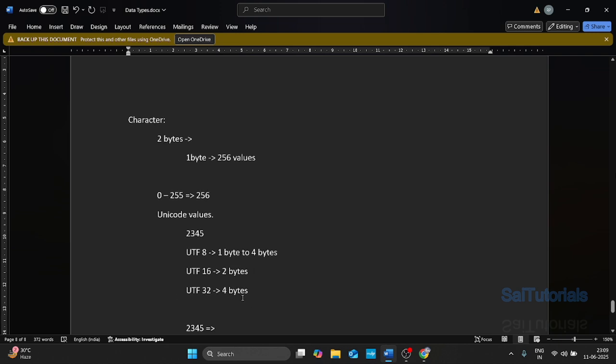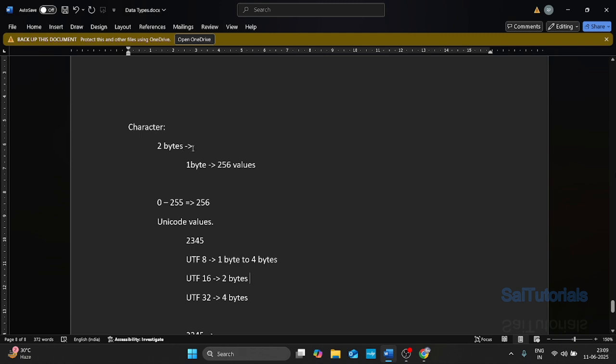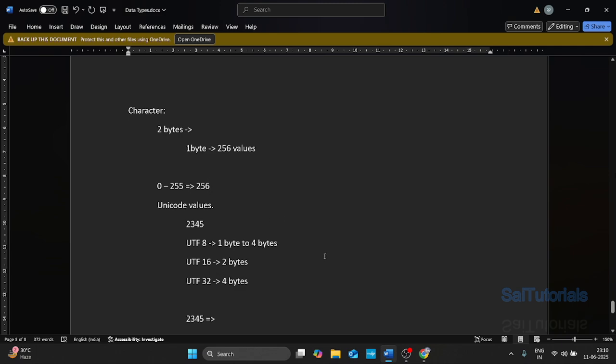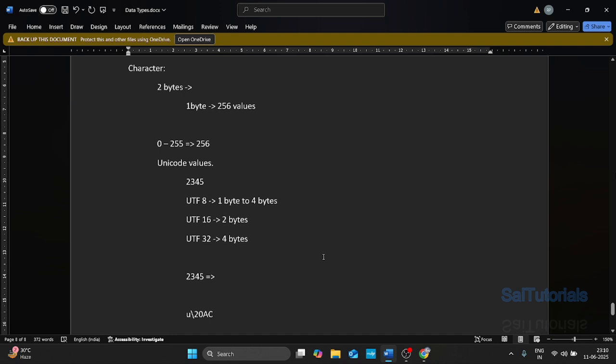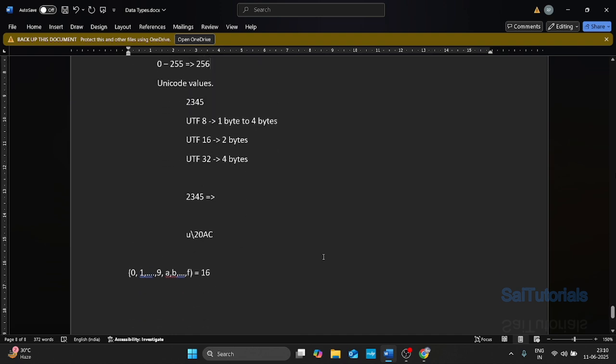Okay, so in Java the size of a character is 2 bytes. That's why in Java internally, by default, we use UTF-16 for encoding the characters, and after encoding we can store that value in the memory. Okay, so this is how the characters are stored in Java.